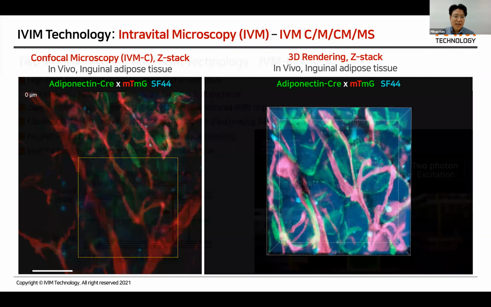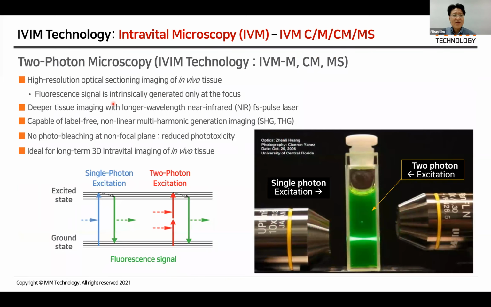So, and then the other technique we can use for intravital microscopy is two-photon microscopy. So we have three models, M, CM, and MS. And then in two-photon microscopy, compared to the confocal single-photon microscope, the two-photon microscope can excite the fluorescence signal only at the focus, like this. So thereby, we can intrinsically achieve the optical sectioning.